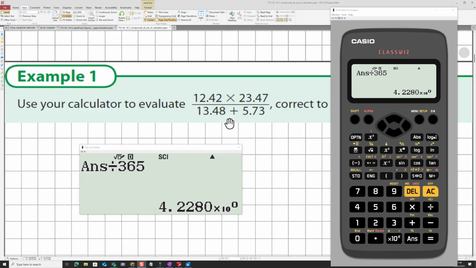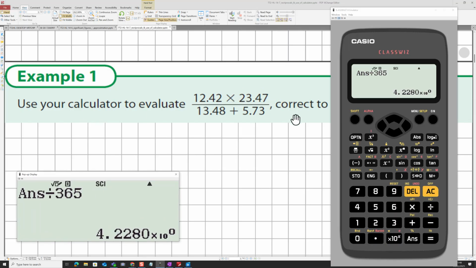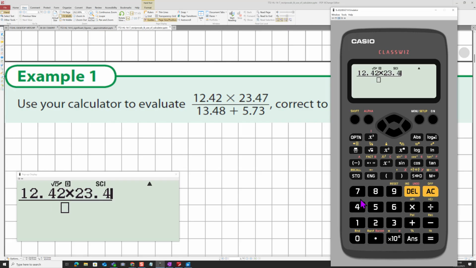Okay, welcome back. We'll just jump in here with calculator usage. So use your calculator to evaluate this. Pretty straightforward. Open up your fraction bar. 12.42. Just be careful as you're reading it. Multiplied by 23.47.